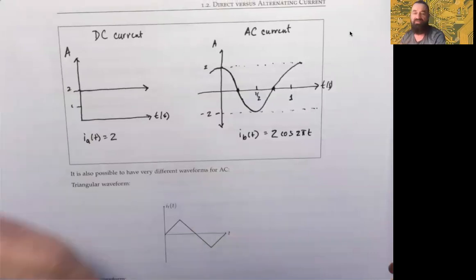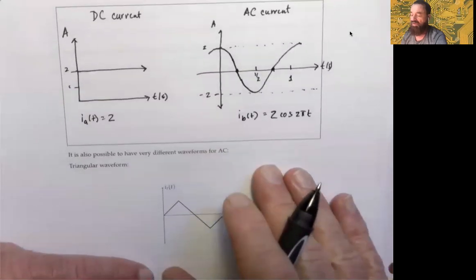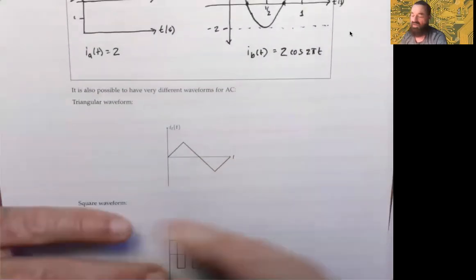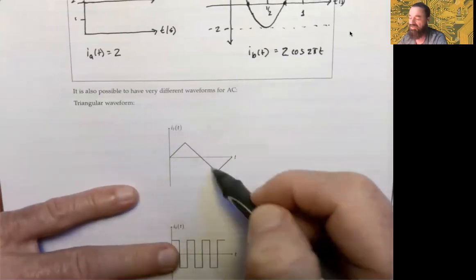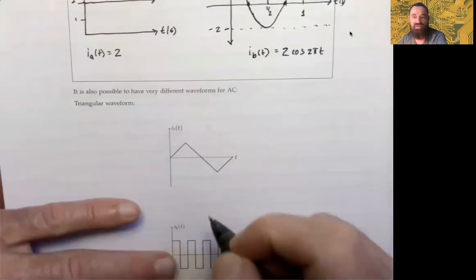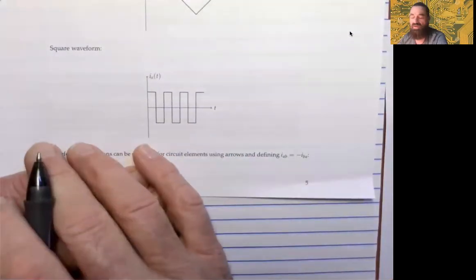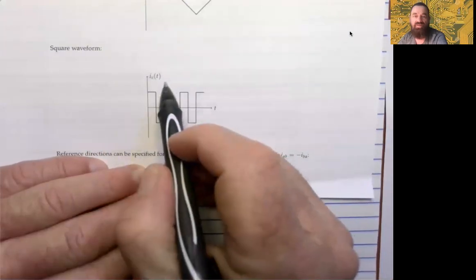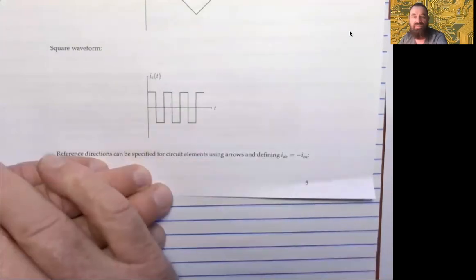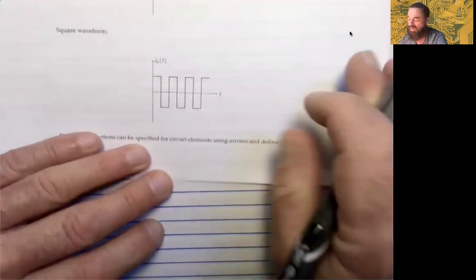Very different behaviors. You could also have waveforms that look like this. You could have a triangular type of waveform. Again, magnitude and polarity are changing, but this is not any sort of sine or cosine function. Very harsh kinds of abrupt changes. Even worse than that, you could have something like this, a square waveform where the current is being held up, held and dropped, held and dropped, very suddenly through time.